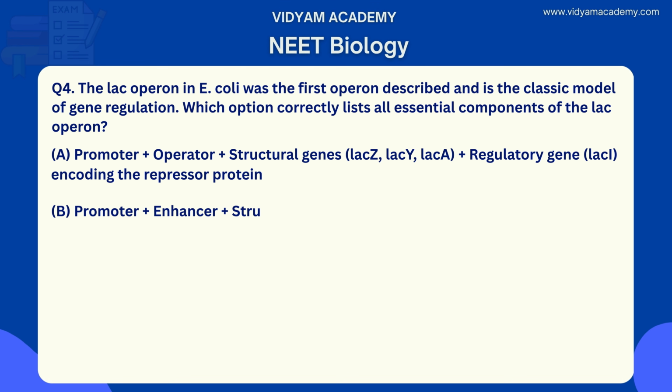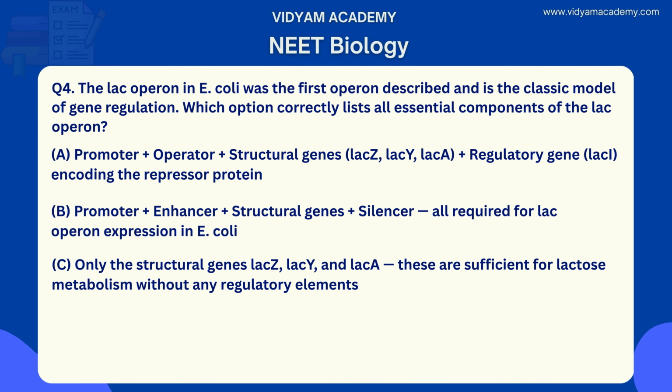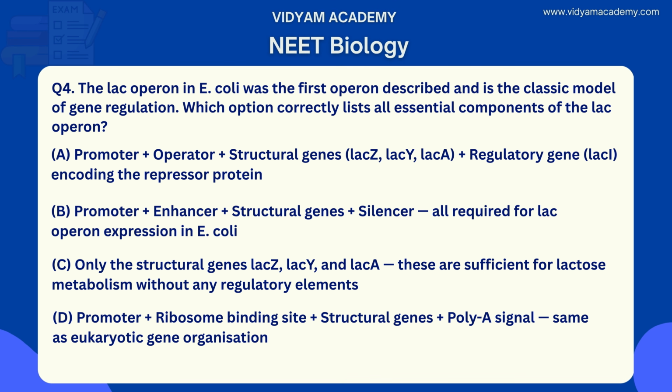Option B. Promoter plus enhancer plus structural genes and silencer, all required for lac operon expression in E. coli. Option C. Only the structural genes lacZ, lacY and lacA. These are sufficient for lactose metabolism without any regulatory elements. Option D. Promoter plus ribosome binding site plus structural genes plus poly A signal, same as eukaryotic gene organization. What is the right answer for this question?